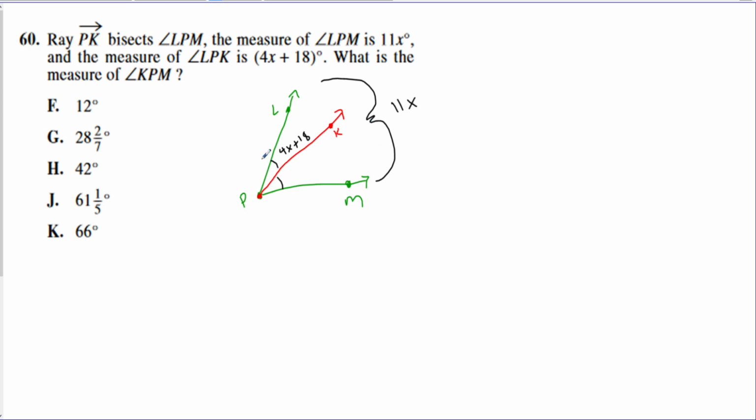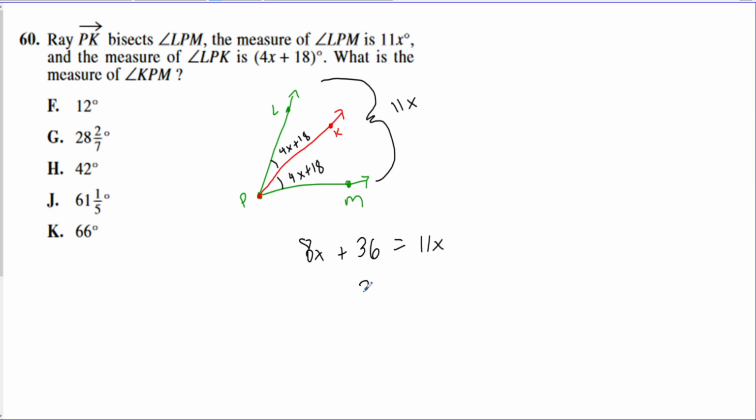So here's what I know. Because bisect means to cut into 2 equal pieces, this piece right here is also 4x plus 18. That is the angle bisector rule. The other thing you need to know is that if you add together these 2 small angles, it should equal the original big angle. So if I add together 4x and 4x, I get 8x. And if I add together 18 and 18, I get 36. And that should be equal to the entire big angle LPM, which is 11x.